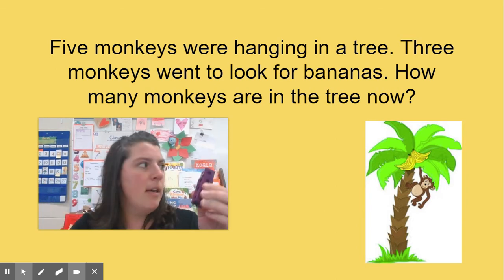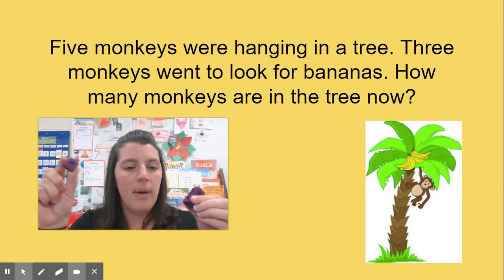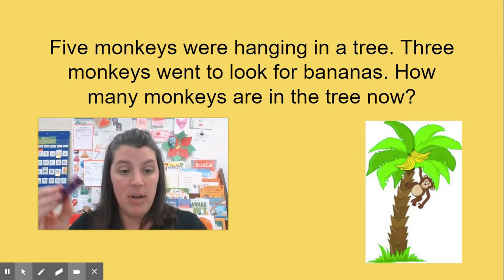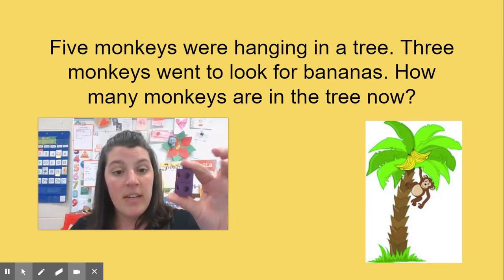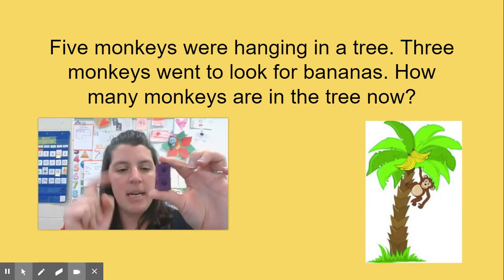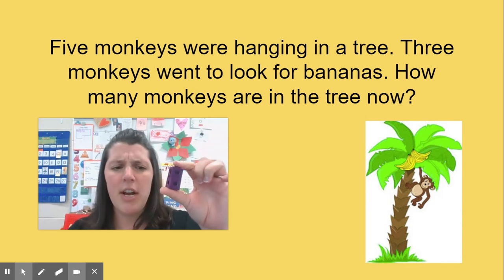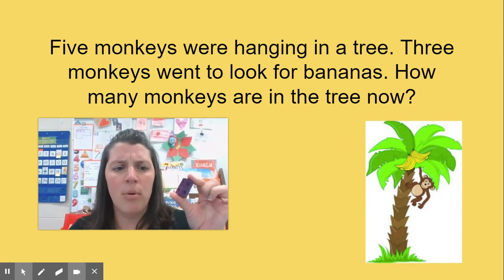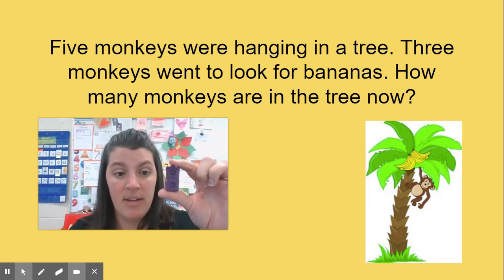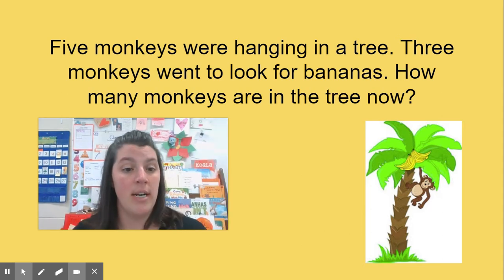Goodbye, 1 monkey. Goodbye, 2 monkeys. Goodbye, 3 monkeys. So now I have the 3 monkeys that left, and these are my monkeys that are still in the tree. Can you tell how many there are? There are 2. Let's check. In the beginning, we thought that our number was going to be smaller or less. Is 2 less than 5? Yes, it is. So we think there are 2 monkeys in the tree now.